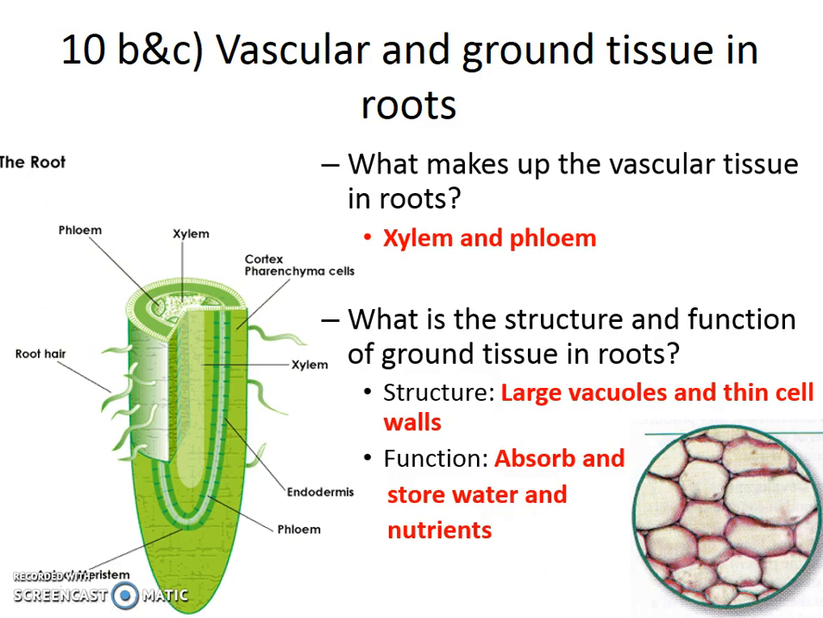The structure of root ground tissue is thin cell walls and very large vacuoles. Why? Because ground tissue in the roots absorbs and stores water and nutrients. So it needs thin cell walls to help absorb that water and nutrients into the cell. A thick cell wall would stop the water and nutrients from getting into the cell. That large vacuole helps store the water and nutrients once it's inside the cell.